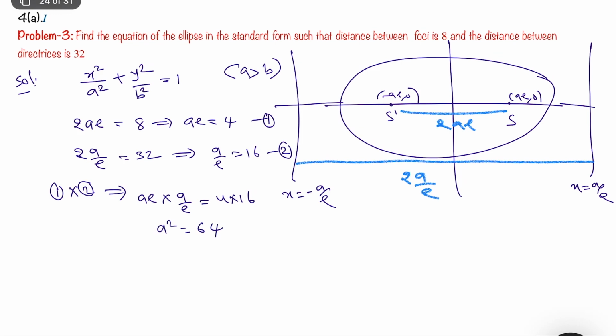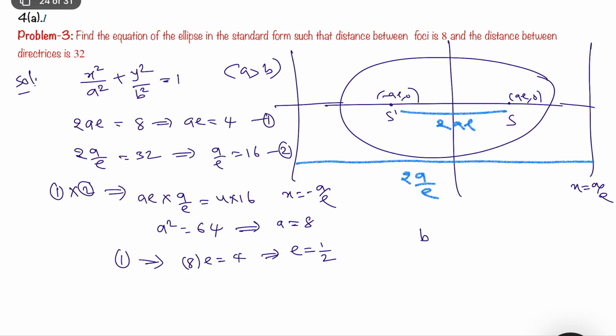I got a square. That implies a value 8. Again, from 1, if I plug in this a value, 8 times e equal to 4, that implies e equal to 1 by 2. So we got eccentricity e also. Okay, now we want b square. Now we have a nice relation between a, b, e. We already know a and e. We can go for b.